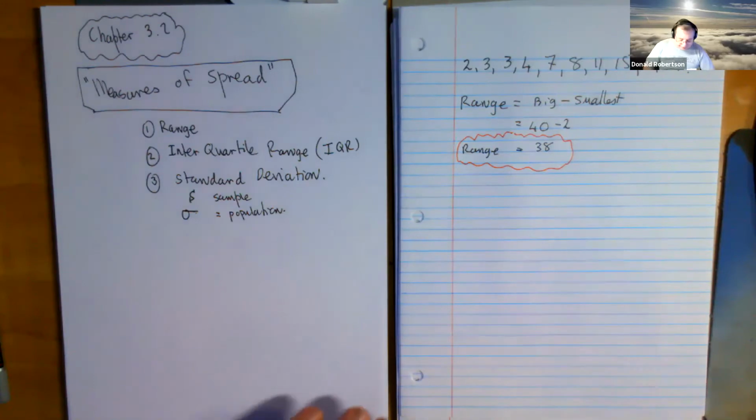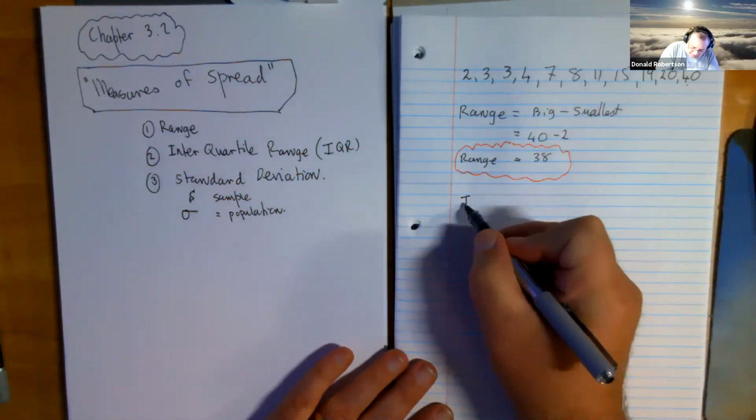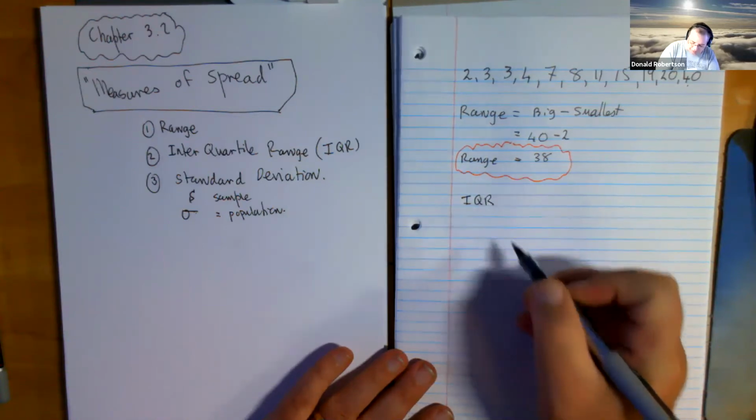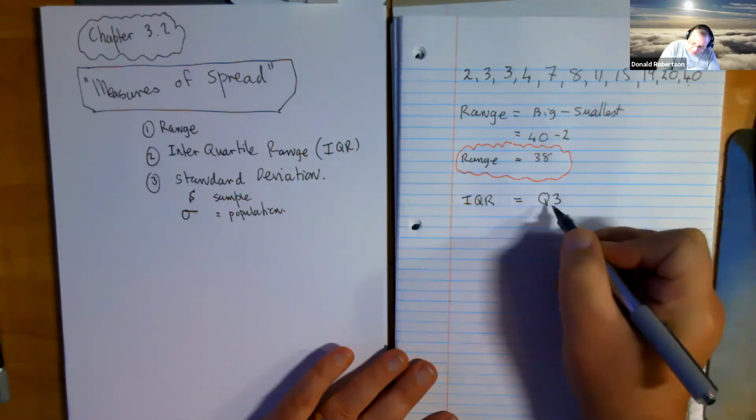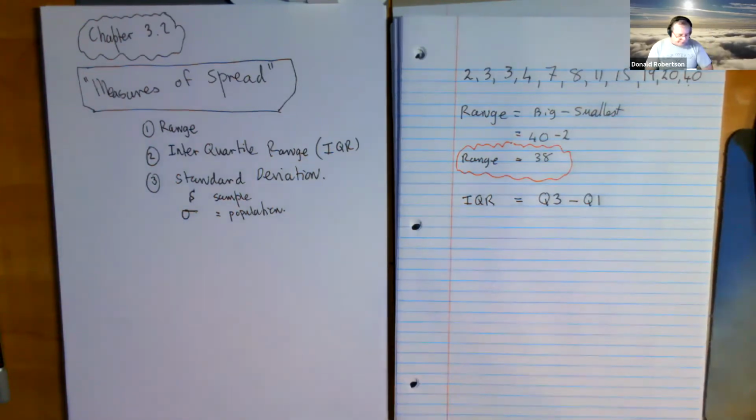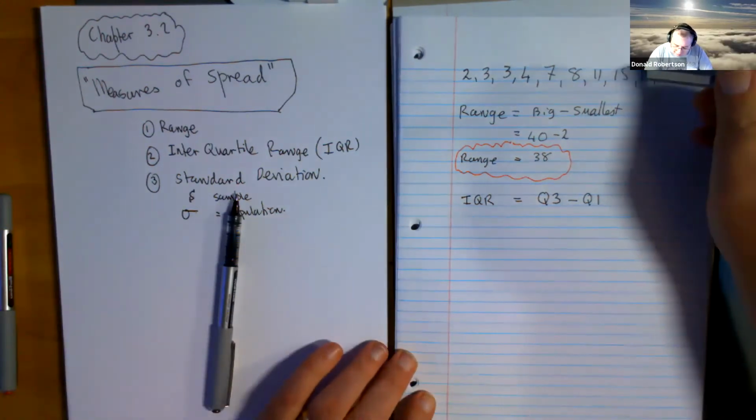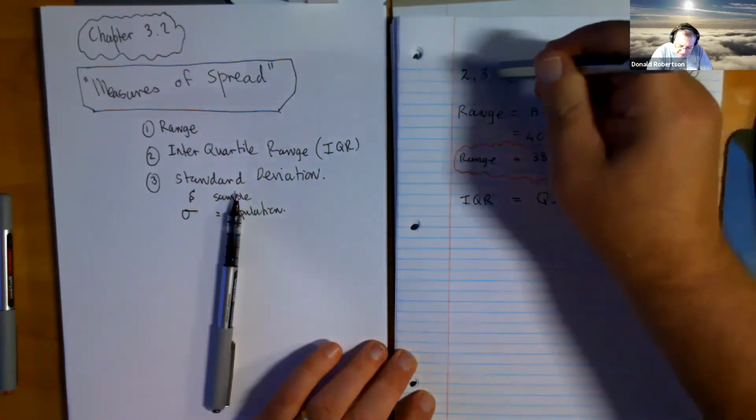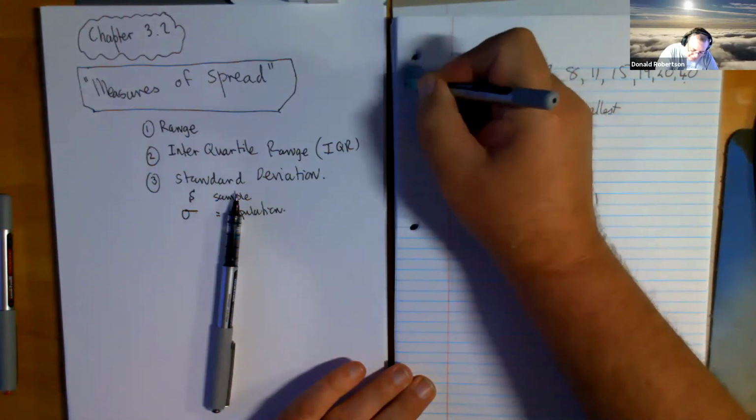Now the second one, called the interquartile range, you get that by calculating two numbers as well, but these numbers are called Q3 and Q1. And let me show you how you do that with this data set here. There's 1, 2, 3, 4, 5, 6, 7, 8, 9, 10, 11, perfect. There are 11 numbers in this data set.